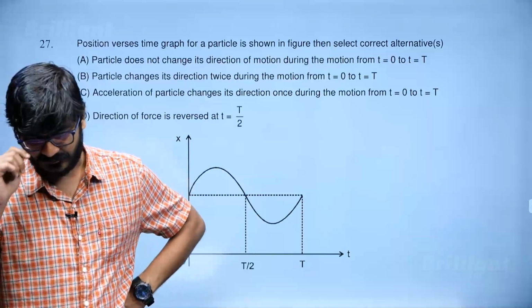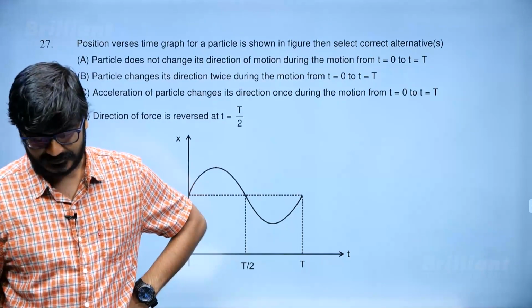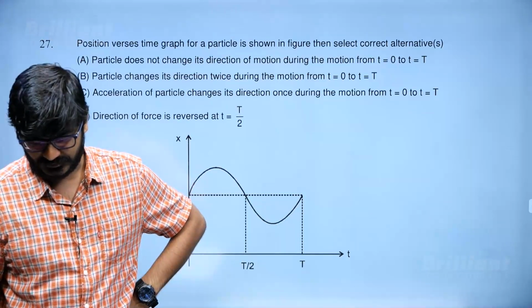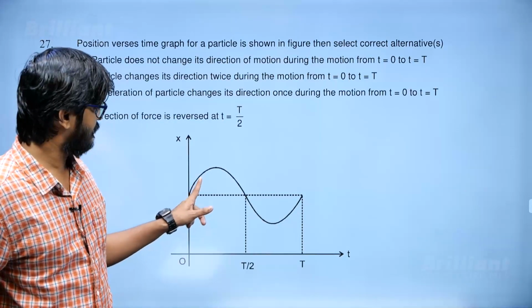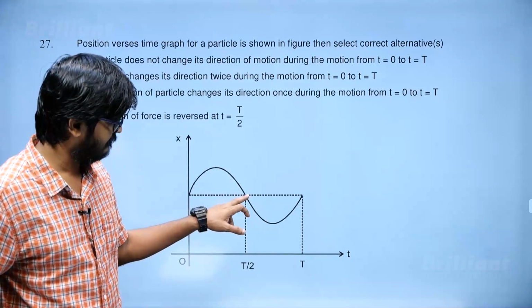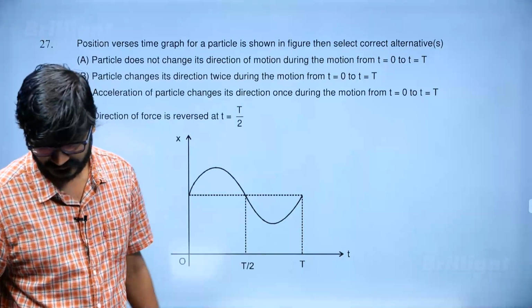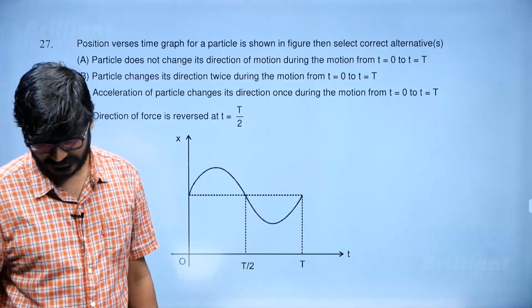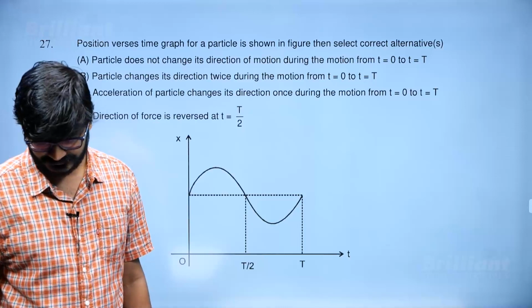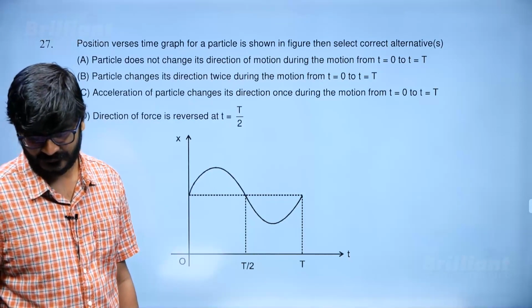Position versus time graph of a particle is shown in the figure. Select the correct alternatives. Particle does not change its direction of motion during time. X value is increasing and then decreasing, so it's changing, right? Yes, till here it is moving upwards, thereafter it is going downwards. Particle does not change its direction of motion? No, it changes.